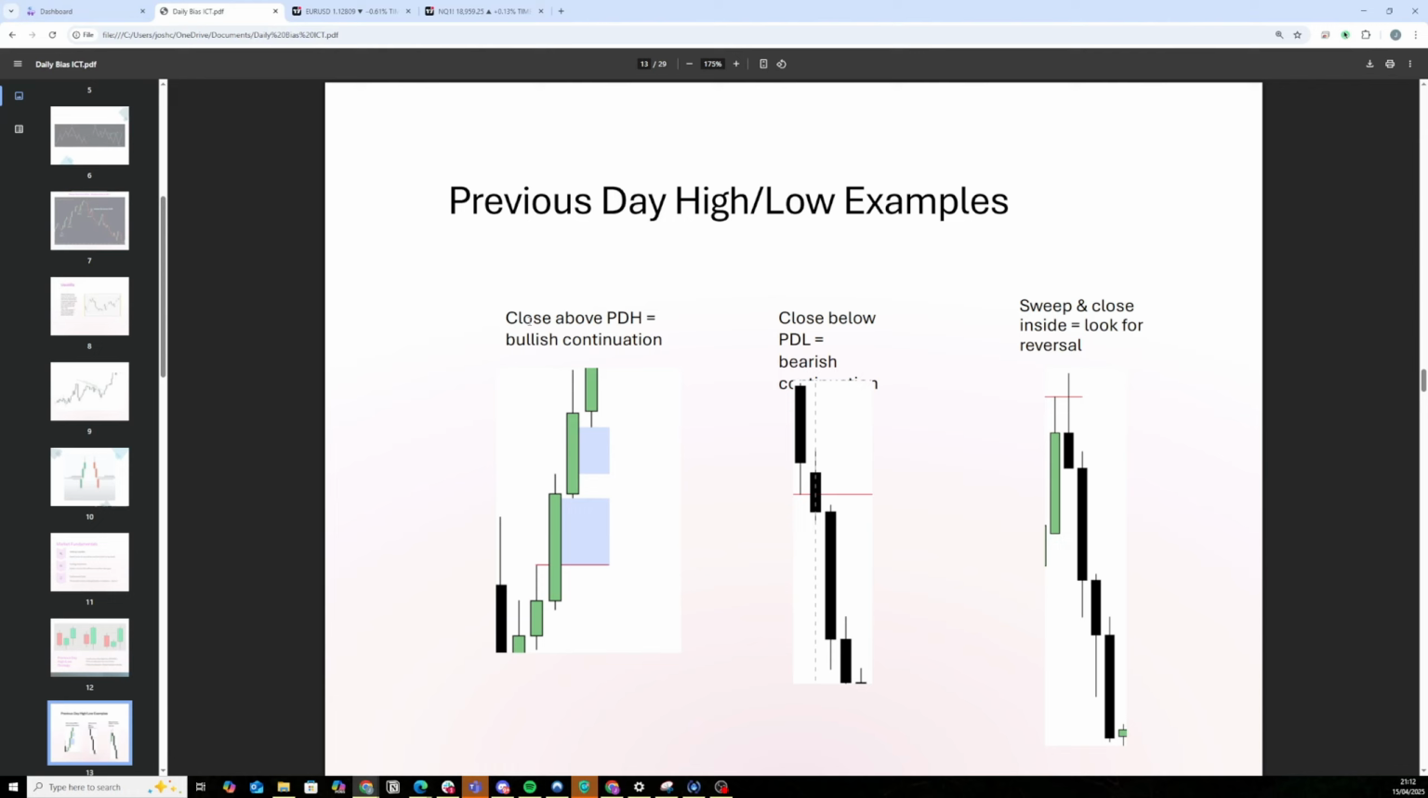As you can see here, close above previous daily high equals bullish continuation. So this red line here, you can see we close above it, and we close above it with displacement, meaning aggressively. So the next daily candle is likely to be bullish, all right? Same with bearish. We close below this daily candle with displacement. The actual body of the candle closes below, okay? So that indicates that we're likely to sell off. Whereas here, we don't close above the daily candle, right? We wick above it and then we close bearish. This would indicate to us that the market is likely to reverse and then continue down the other direction.